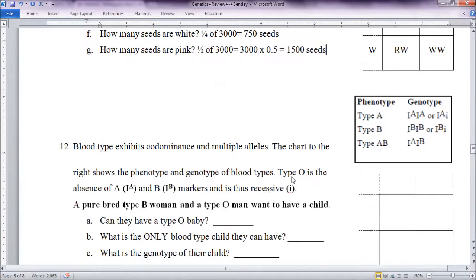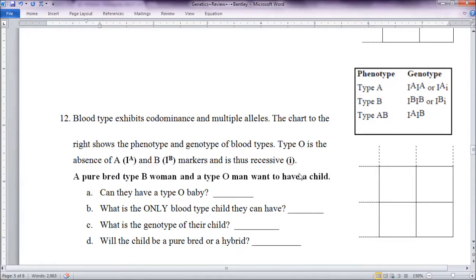I hope that helped. So blood type. Blood type's cool. It is something called codominant. In this case, it's got multiple alleles. The chart to the right shows the phenotype and genotype of blood types. So type O. Type O is the absence of A and B markers, unless it's recessive, which is denoted by a lowercase i. So you'll notice we have 2 codominant traits, A and B, and then we have a normal recessive trait, which is simply covered up by the presence of any dominant trait, either A or B.